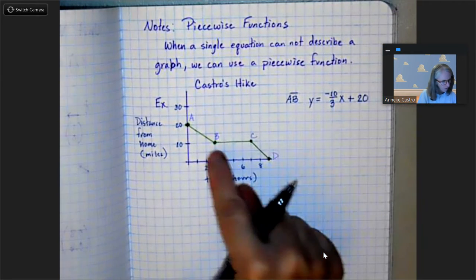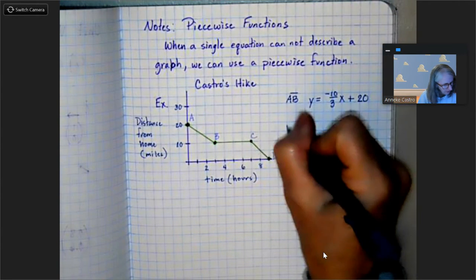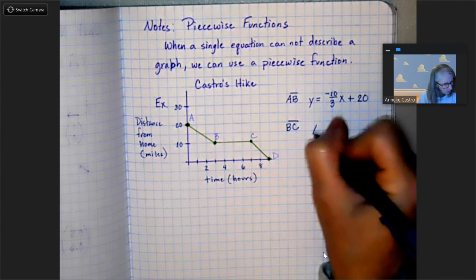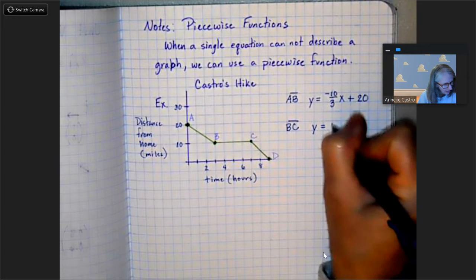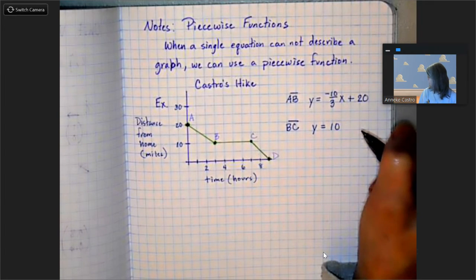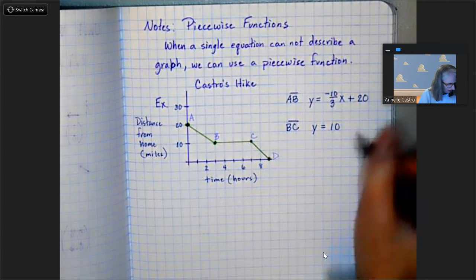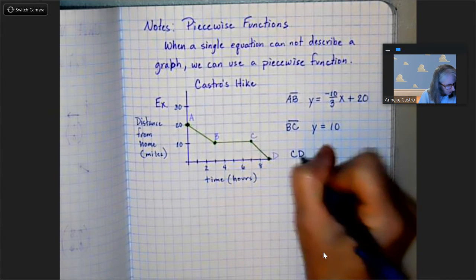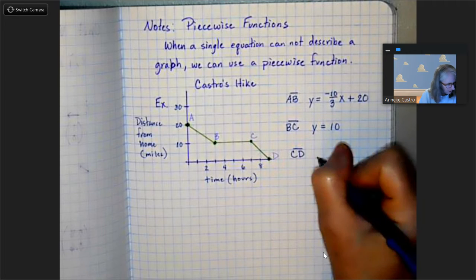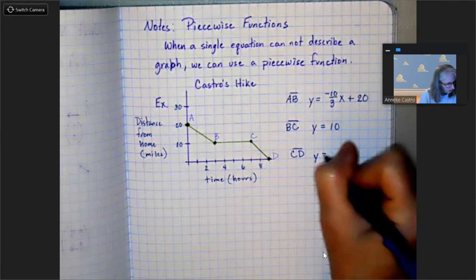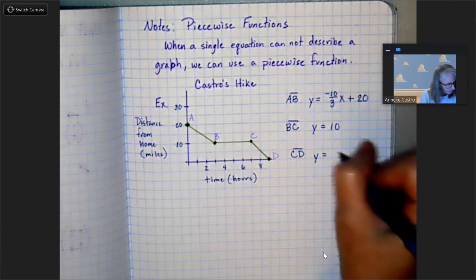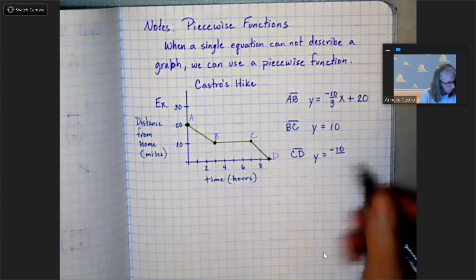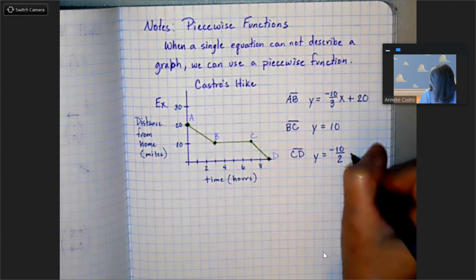The next part of my journey, from B to C, I can write an equation for that. That's just a horizontal line. Y is always equal to 10. That's pretty straightforward. And then the last part, from C to D, I can see my slope is going down 10, so negative 10, and going over 2 hours, so negative 10 over 2x.